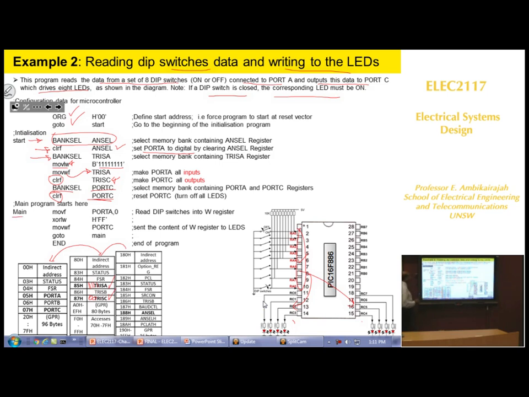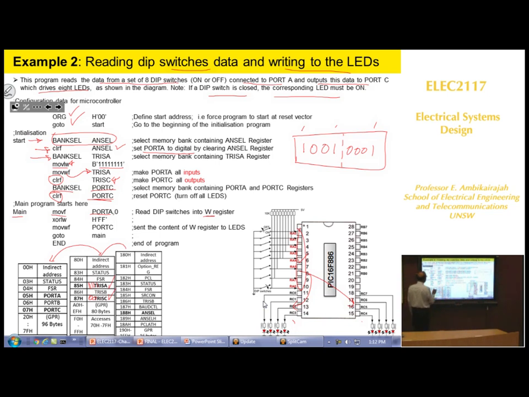So main. What's the main program? You say move the content of port A, read the dip switches, into W register. So you move them into W register. Okay? So your W register is going to have a value like 1 0 0 1 0 0 0 1, for example. So when you send this data out, these are the register values, and we want to make sure that the corresponding LED should glow in port C.